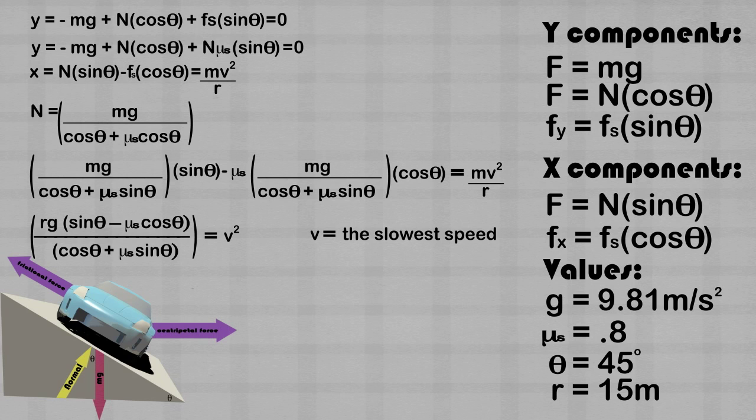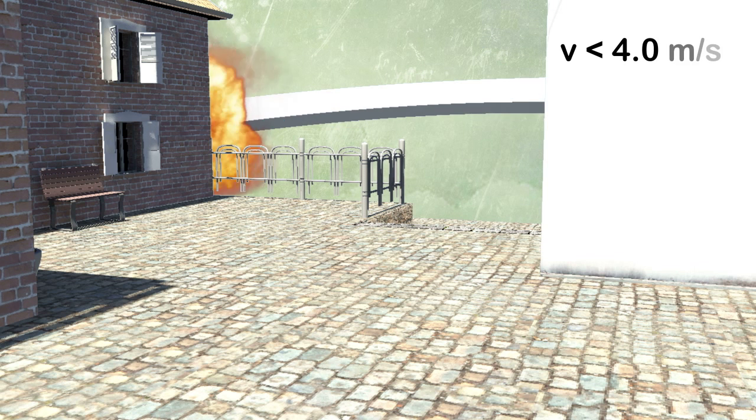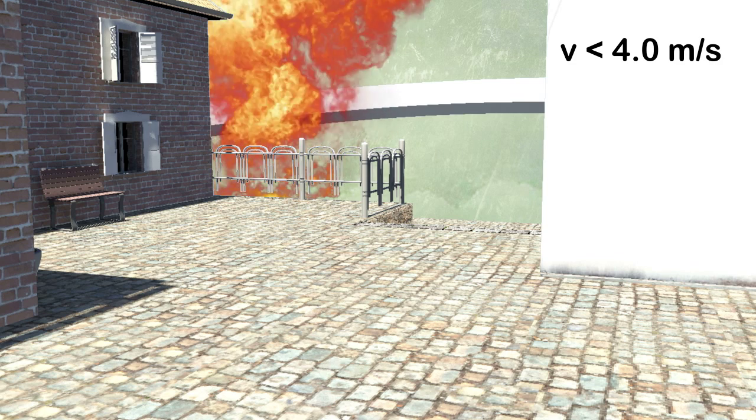Now let's solve for the slowest speed. Plug the values into the equation for the slowest speed. We find that the car has to go faster than 4 meters per second so that it does not fall off the road. So we know that at speeds of less than 4 meters per second, the car falls into the center of the turn.